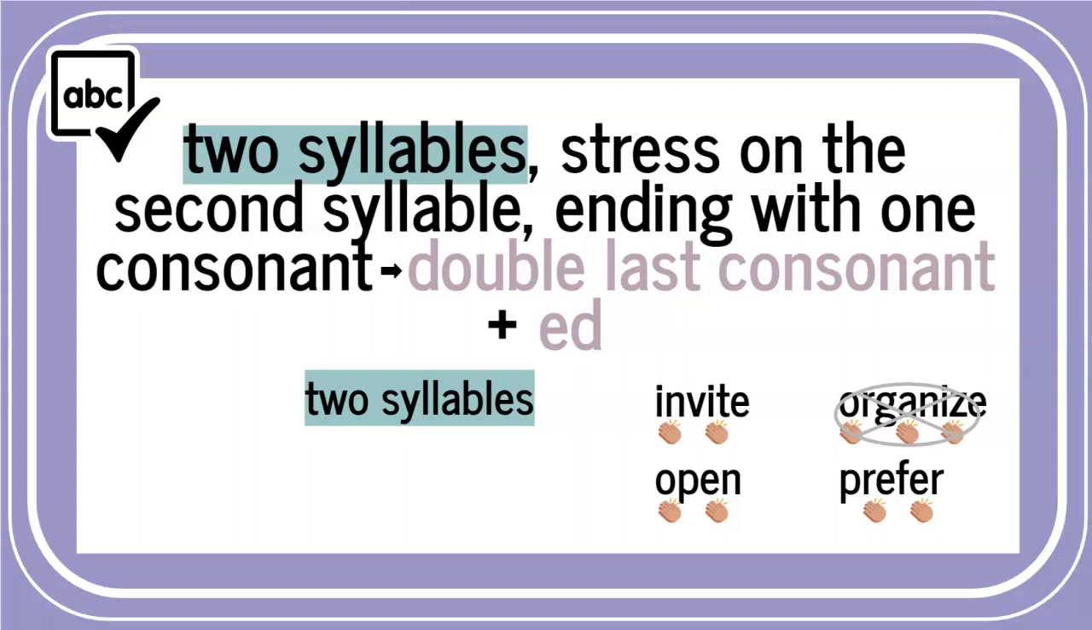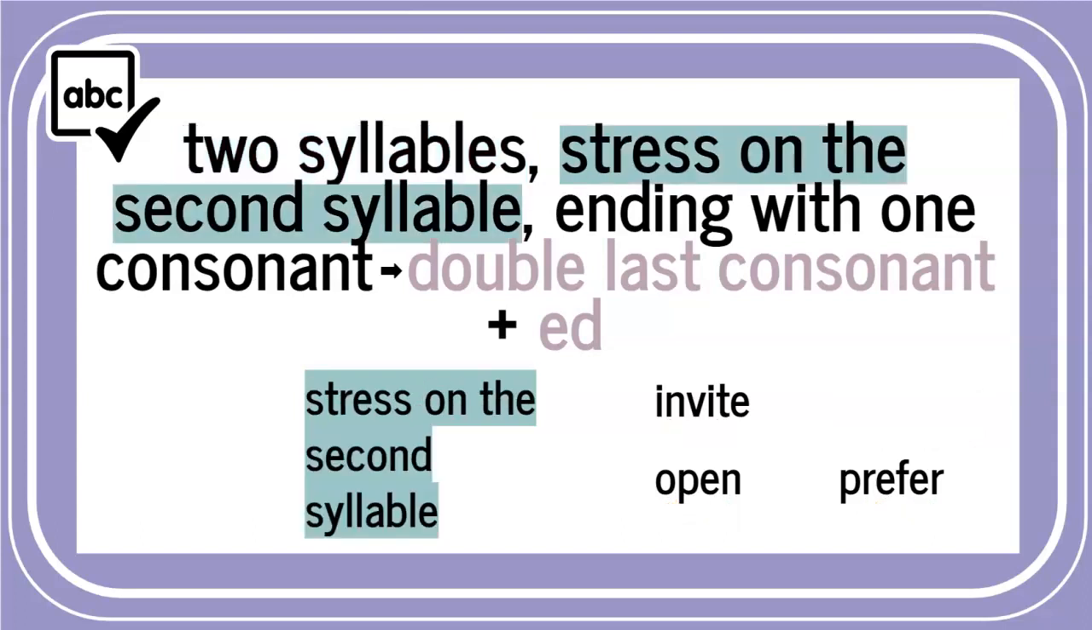So that's the first part. We need verbs that have 2 syllables. The next part, stress on the second syllable. So stress means that this is the part of the word that is pronounced a little bit louder and a little bit longer. So let's look at these verbs that we have. All of these verbs, invite, open, and prefer, have 2 syllables. But where is the stress?